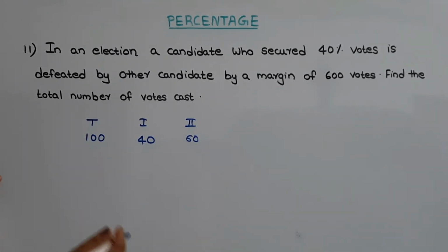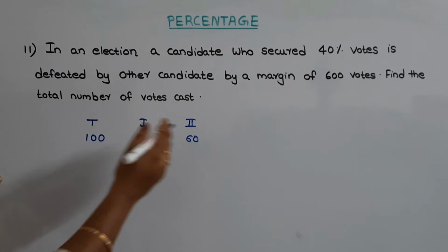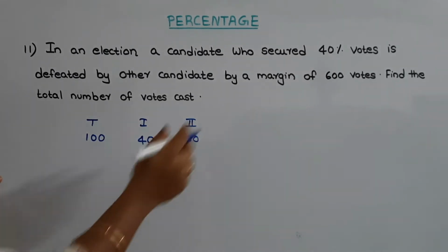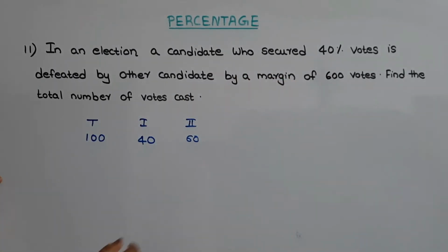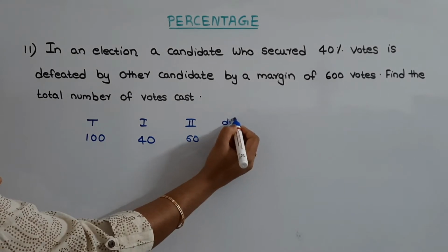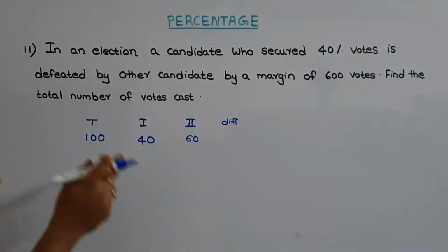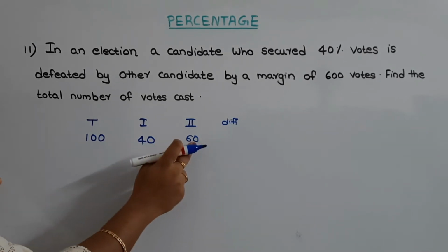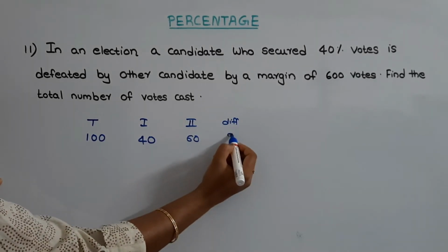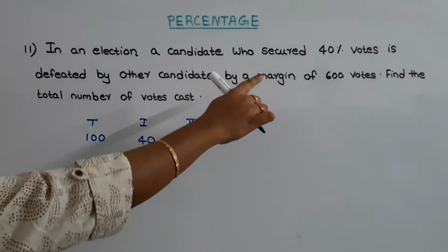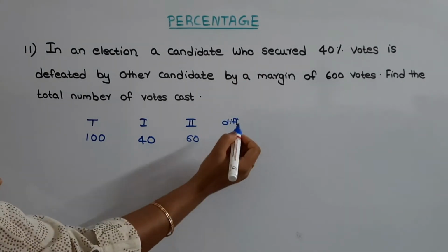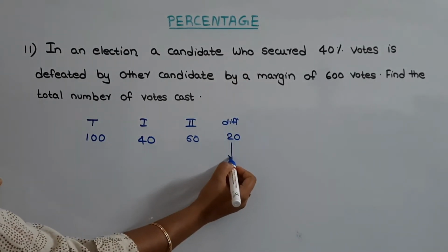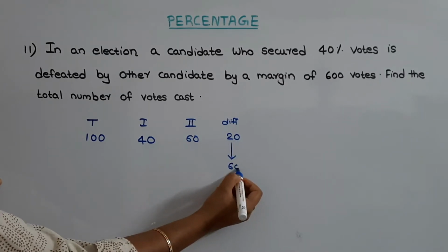So in this question they have given the difference between the votes secured by these both candidates as 600 votes. So let us find out what is the difference between the votes secured by these both candidates when the total number of votes cast is 100. So that will be equal to 60 minus 40, that is 20. But in the question the difference is given as 600. So we can represent this 20 as 600.